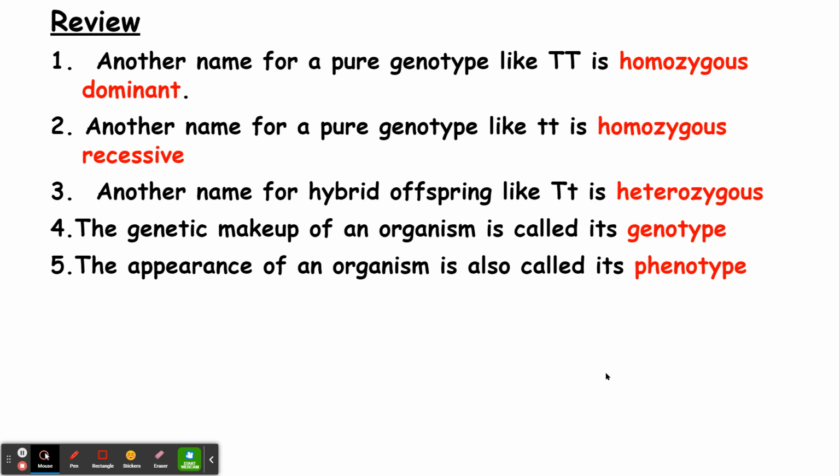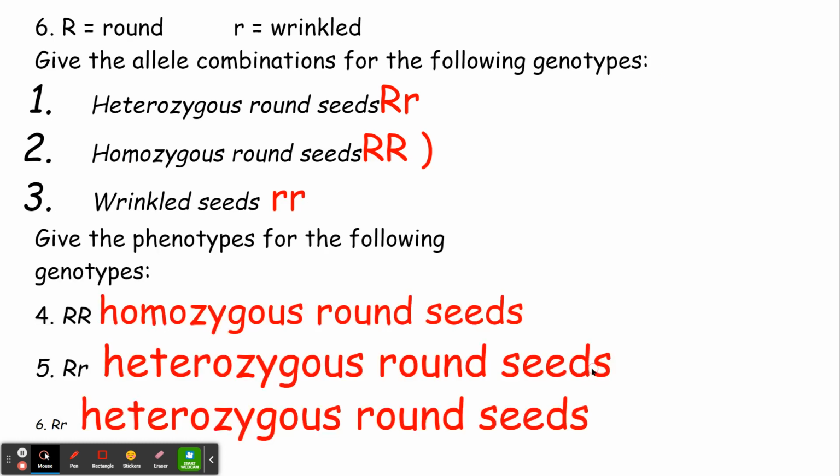The actual genetic makeup of an organism, its genes, is called its genotype, and it's done by lettering. And the appearance of an organism, or what we see on the organism, is a trait like blue eyes, brown eyes, short hair, long hair, balding, not balding. That is called its phenotype. So for heterozygous round seeds, capital R little r; homozygous round seeds, capital R capital R; wrinkled seeds, little r little r.